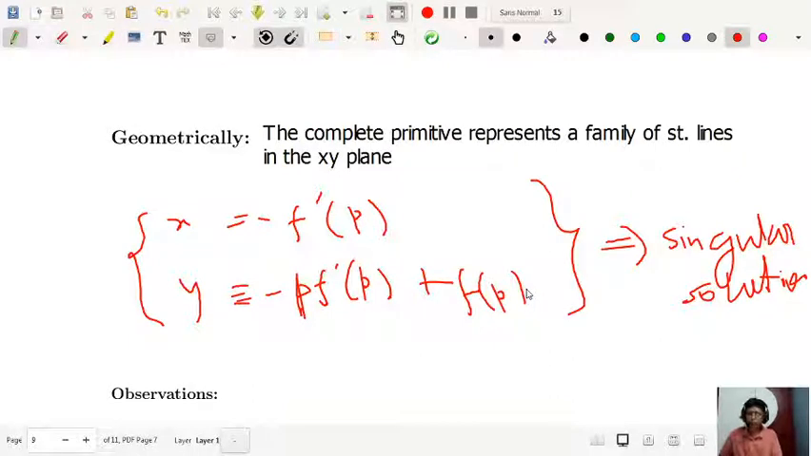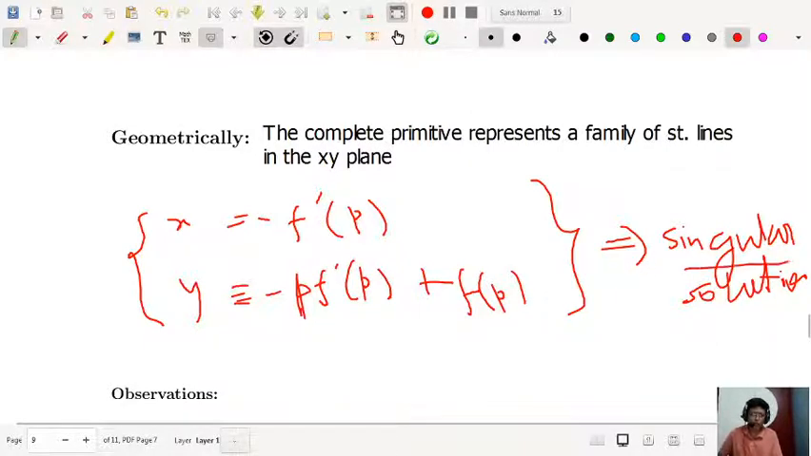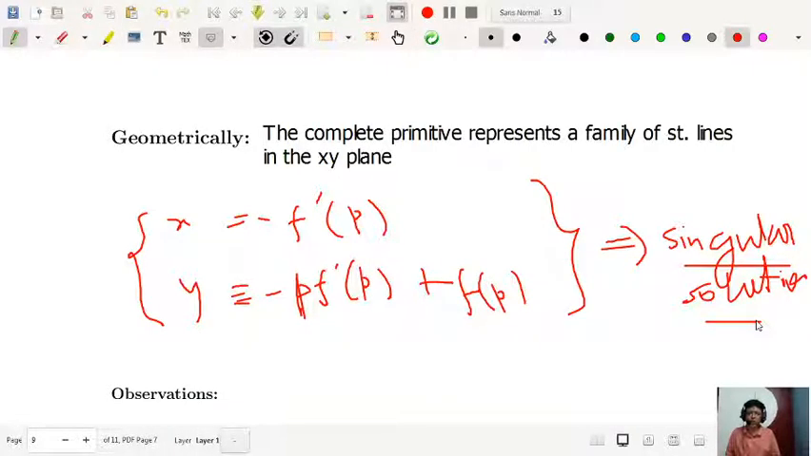There will be no p, no c. That type of solution is called singular solution. So you are getting two types of solution in Clairaut's equation. One is a general solution, a complete primitive. Another one is a singular solution.